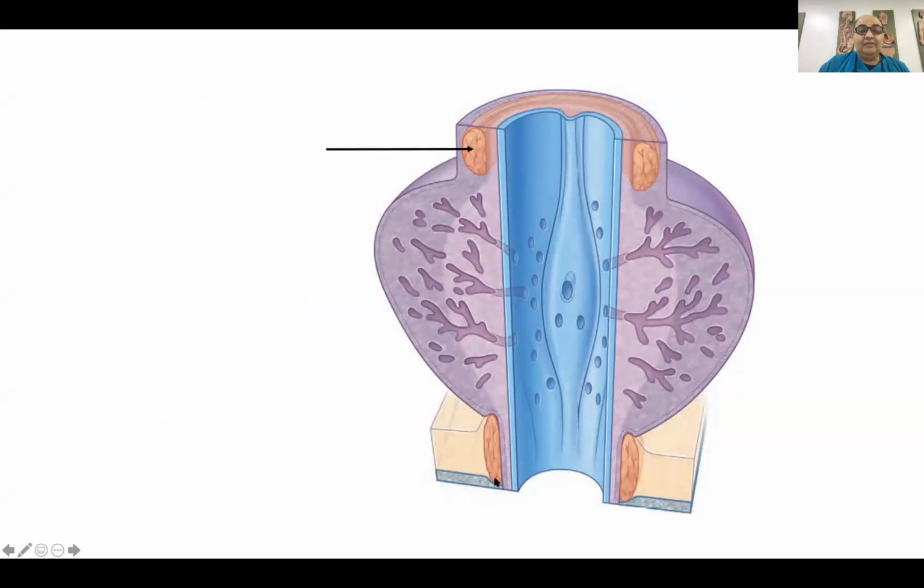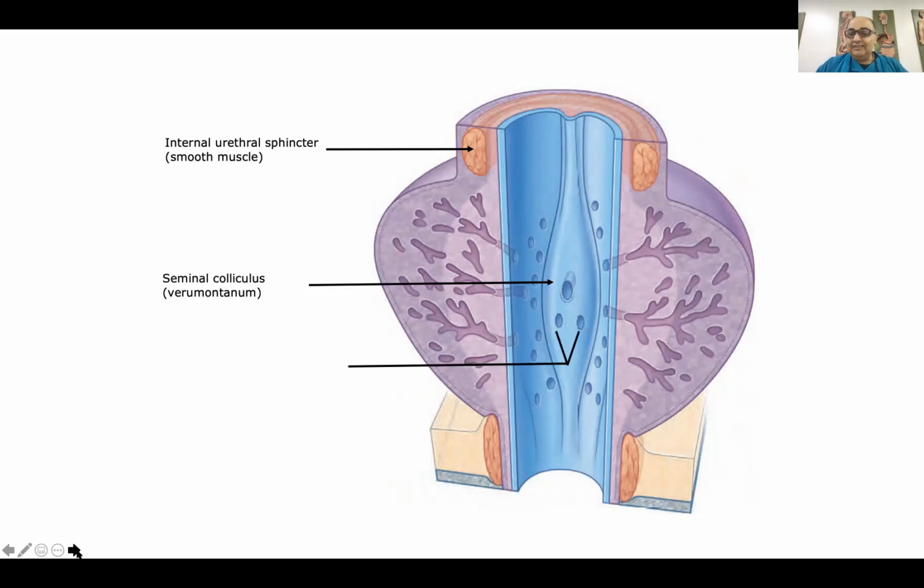So let's label it. What do you think is this? Guys, it's your time to talk. Internal sphincter. Excellent. Okay, going further. Internal urethral sphincter. And what about this? I just mentioned in my previous, I know the name is difficult. Verumontanum. Excellent. Seminal colliculus, verumontanum. What about these?